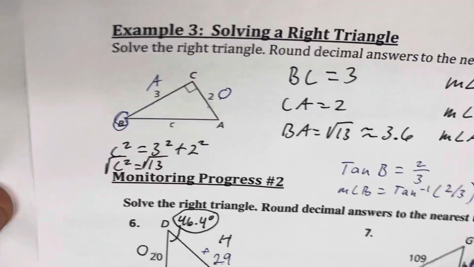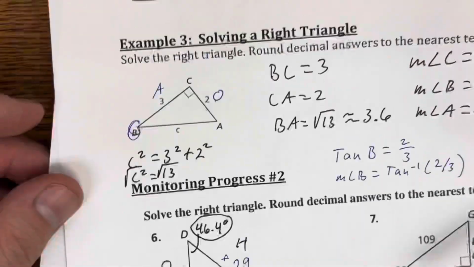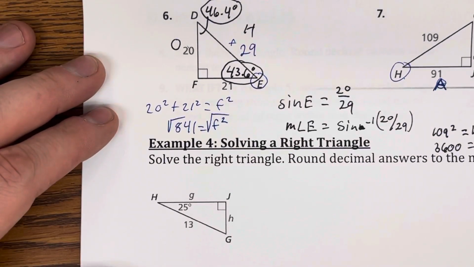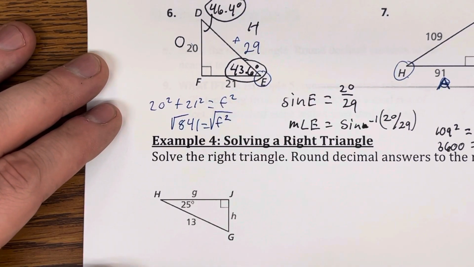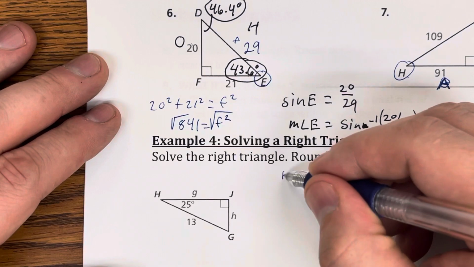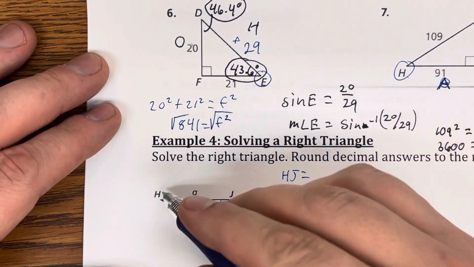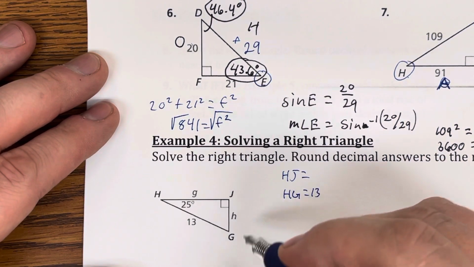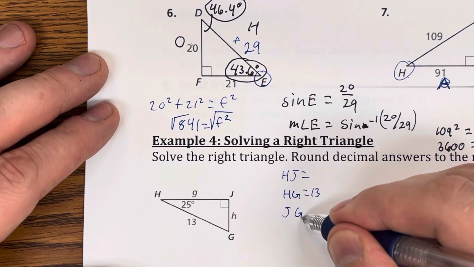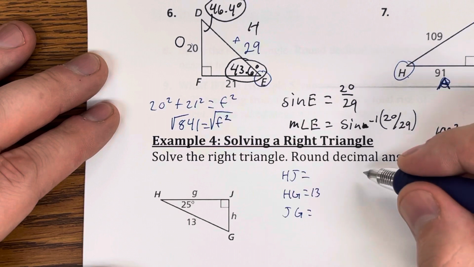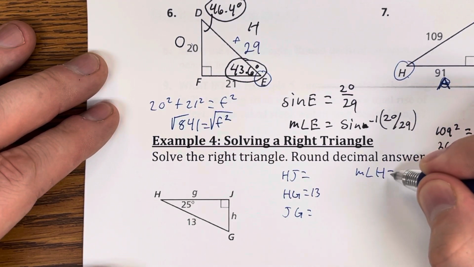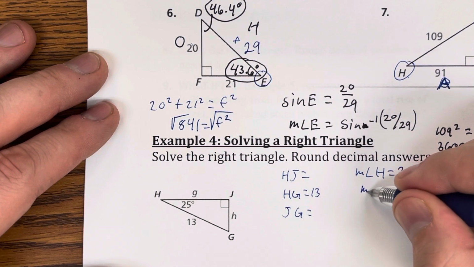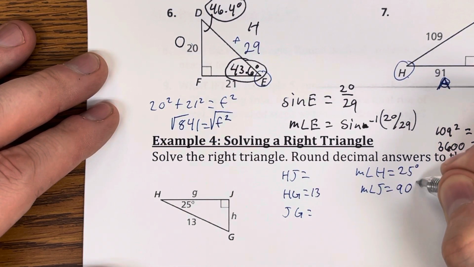And let's see here. We got just a couple left. Okay, so solve the right triangle. Again, I'm going to label out everything I have to find. All right, HJ, don't know it. HG, 13. JG, don't know it. Now the angles. Measure angle H equals 25. Measure angle J is 90.